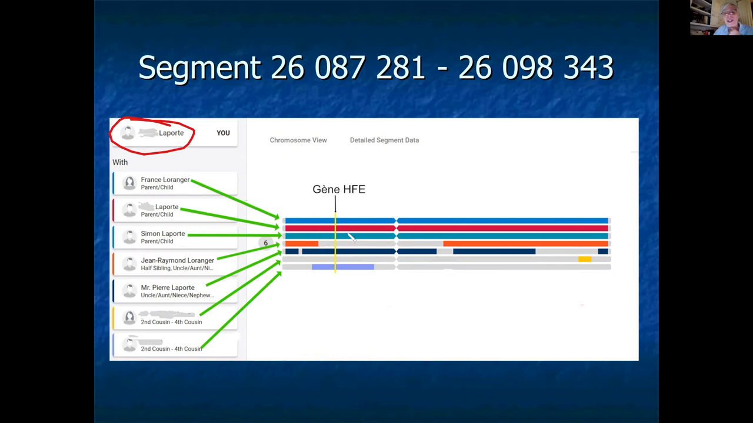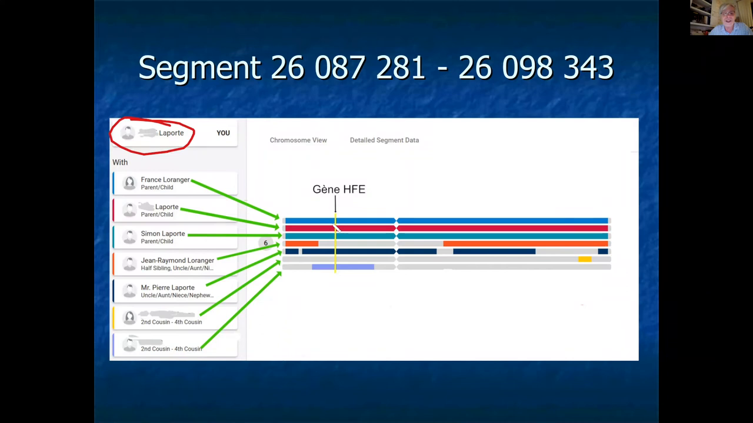What does the color mean? When there is color in the chromosome representation, it means that that segment is the same as that person's. By the way, that one is one of the children of my brother. So you see that there are a lot of people who share the same part of the gene. They have at least one copy of the mutation.